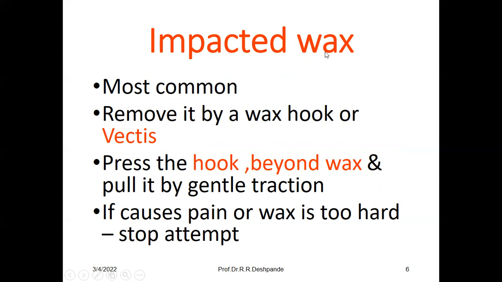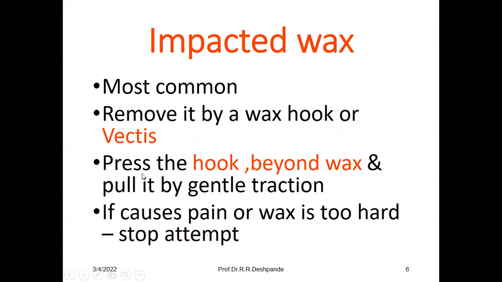Remember, whenever you want to remove the wax, don't go to any quack which you will find on the roads who will tell you that they will remove your wax from the ear. Don't do that, because perforation of the tympanic membrane is a very serious complication and the infection can reach even into the brain. Remember my words. So don't neglect, and don't do anything unscientific or unhygienic. So there is an instrument, wax hook or vettis. The doctor uses that for removing the wax.